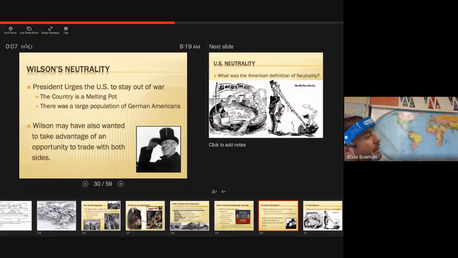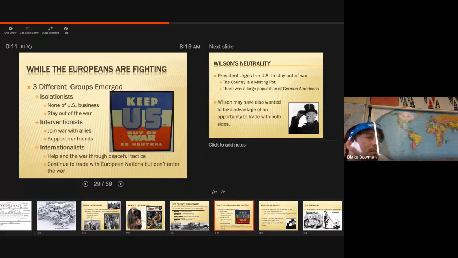We talked about this already a little bit. What was his stance? What do we remember from yesterday about this war, when it first started in 1914? What do you think? Rooster? Yeah, why didn't he want to join? Why didn't he want to join? Why do you think it was in America's best interest not to join this war?